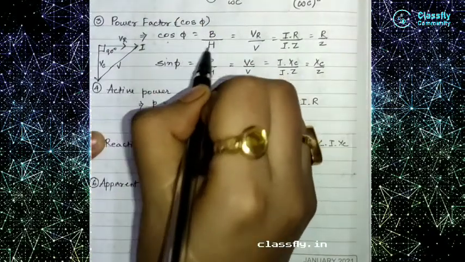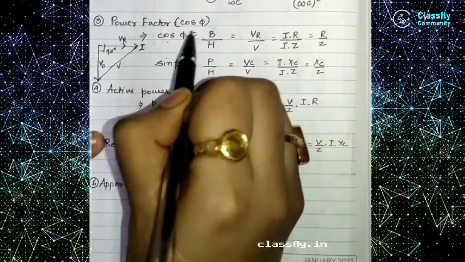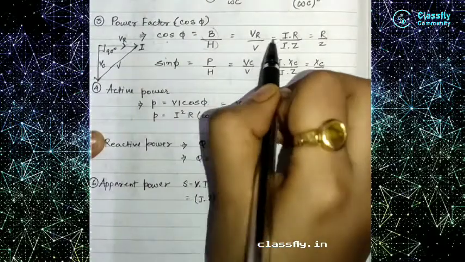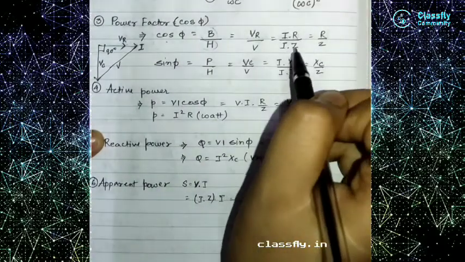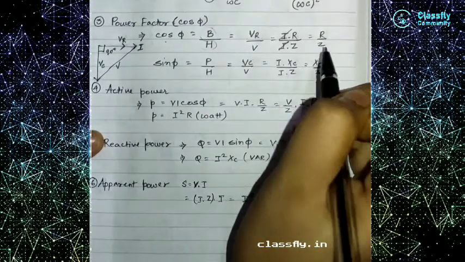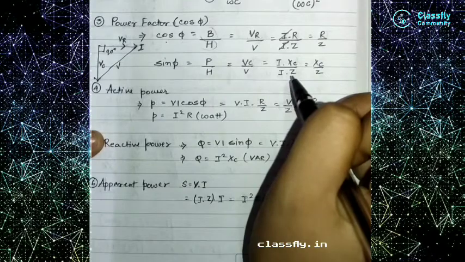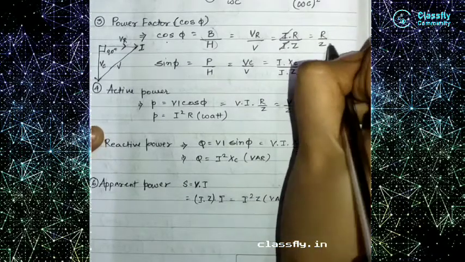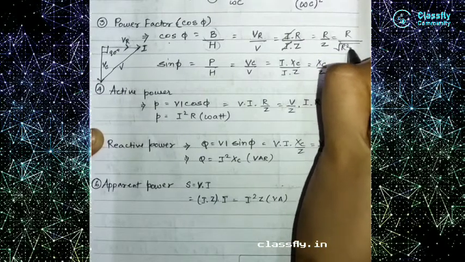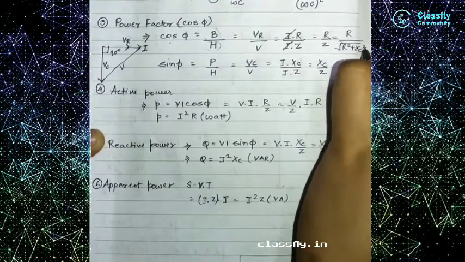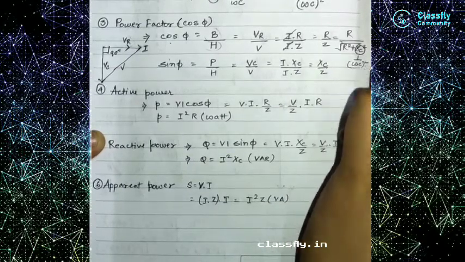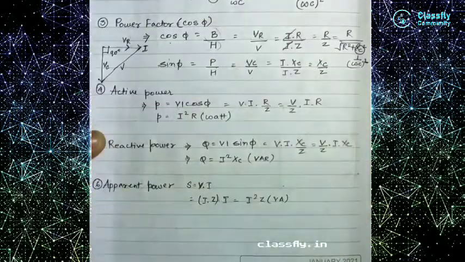So from here we can say that VC and VR will give us the V. So cos phi is equal to base by hypotenuse. So our base is VR and our hypotenuse is V. So we know that VR is I into R and V is I dot Z. So I gets cut and we are left with R by Z. Right? So we can also write this as R by root under R square plus XC square, and this can be further changed to 1 by omega C square. So we have also found cos phi.